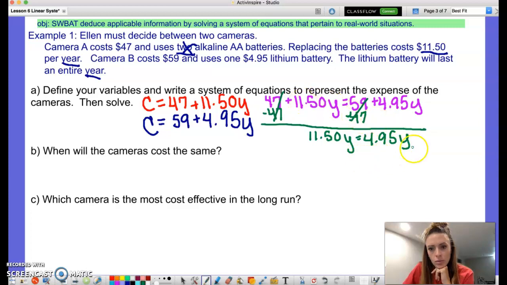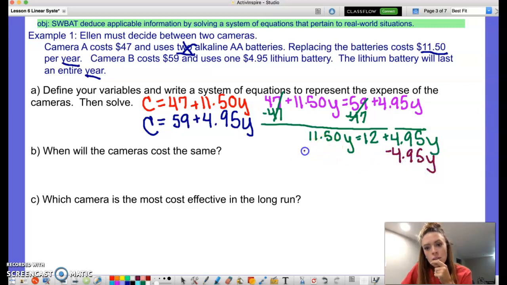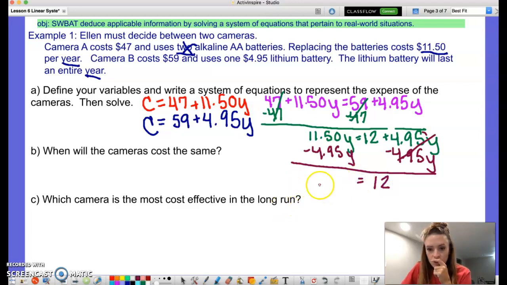Oh, whoops. What did I do with my 47? And then I should erase this because that's wrong. Keep it in line here. And we'll write our 12 plus 4.95y. Okay, now we need to get our y's together. Subtract 4.95y, subtract 4.95y. Then we have 12 equals 6.55y. Last step, divide. So we're going to divide by 6.55, divide by 6.55.